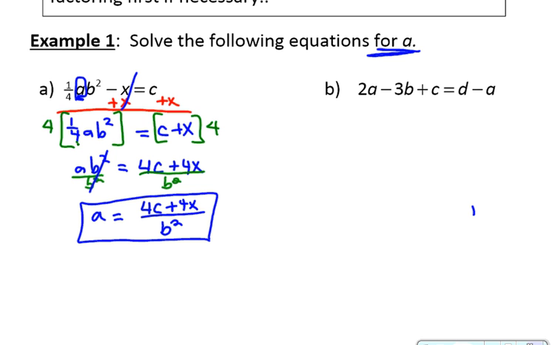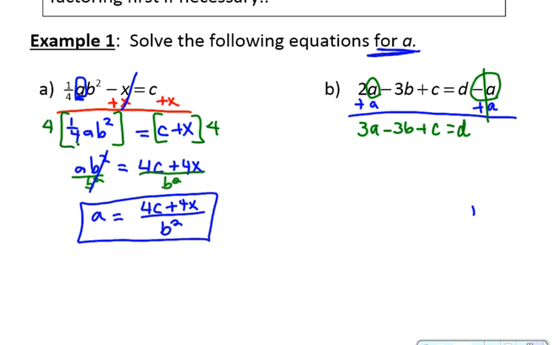Example B, again, I'm going to be solving for A, so I want to spot where they are. So here's an A right here, and here's an A right here. So I want to get the A's to the same side. So I'm going to move my smaller A, so I'm going to add A to both sides. So we'll do that. And now we'll be left with 3A minus 3B plus C equals D, and then they'll subtract out.